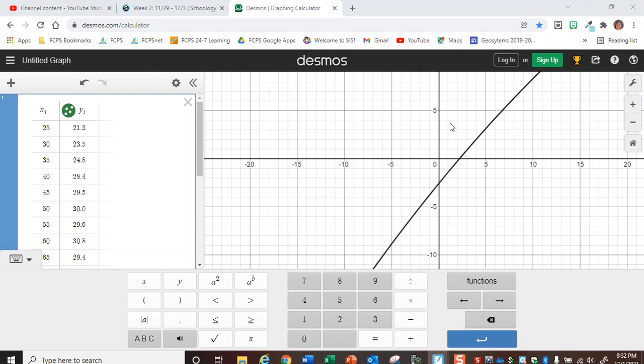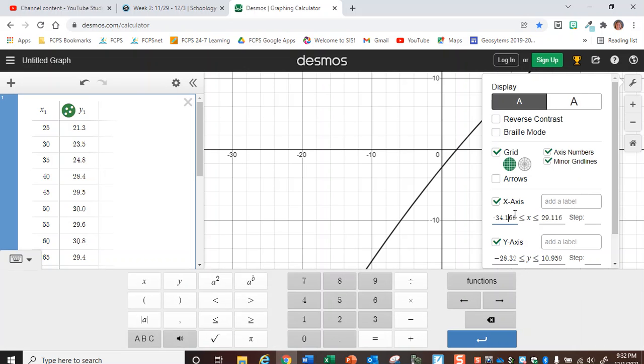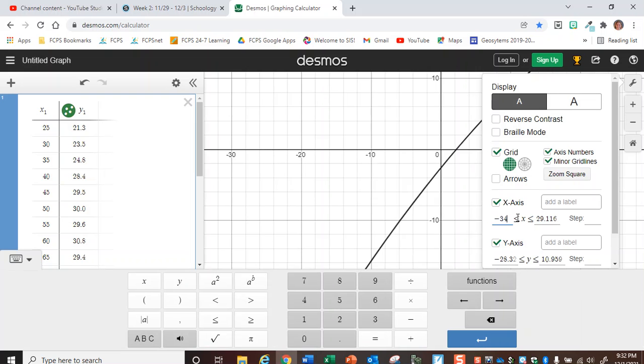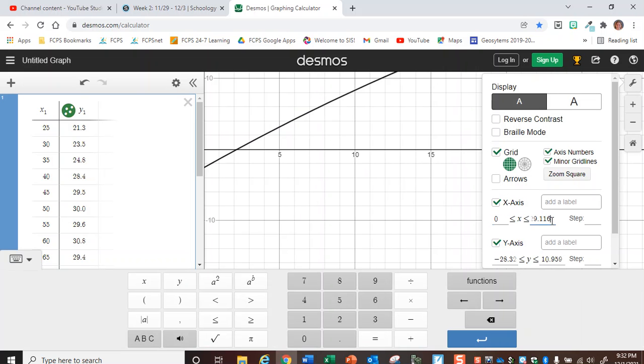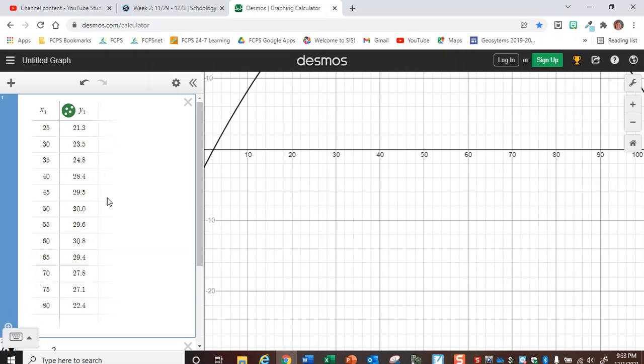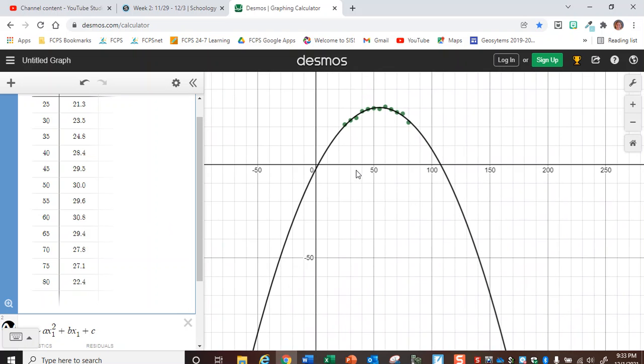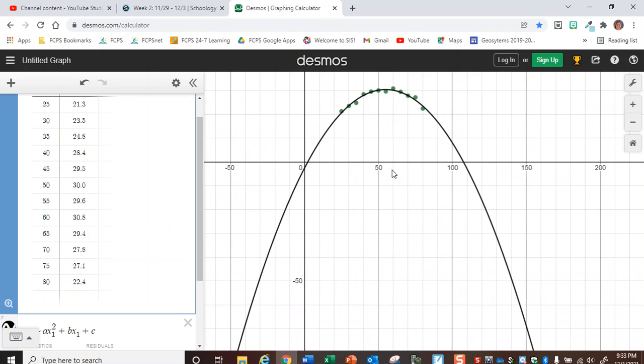So remember, what you have to do is go to the tool, and you have to change your x-axis and your y-axis so that it fits your data. So this is kind of going from like 0 to maybe 100 for the x's. So make that be 0, and then going to 100. All right, and then my y's are going from like 0 to, actually my highest is a 30, so we'll say like to 40. And actually, that kind of fixed it right there.